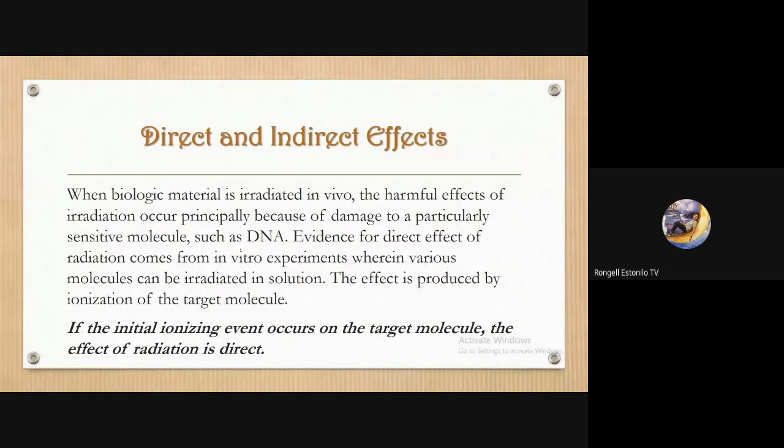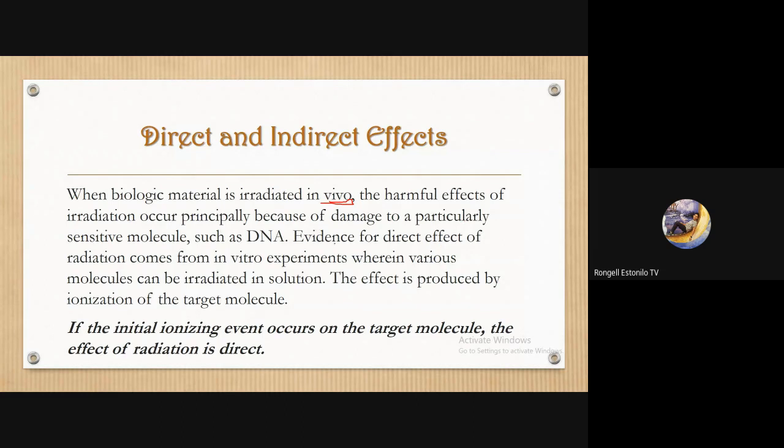So with repeated exposure, take note that our human body is composed of 80% water. Later on, we can have adverse reaction effects, possibly cell death, malignant disease, or genetic disease. So when biologic material is irradiated in vivo, inside the body, a harmful effect of the irradiation occurs principally because of damage to a particularly sensitive molecule such as DNA.